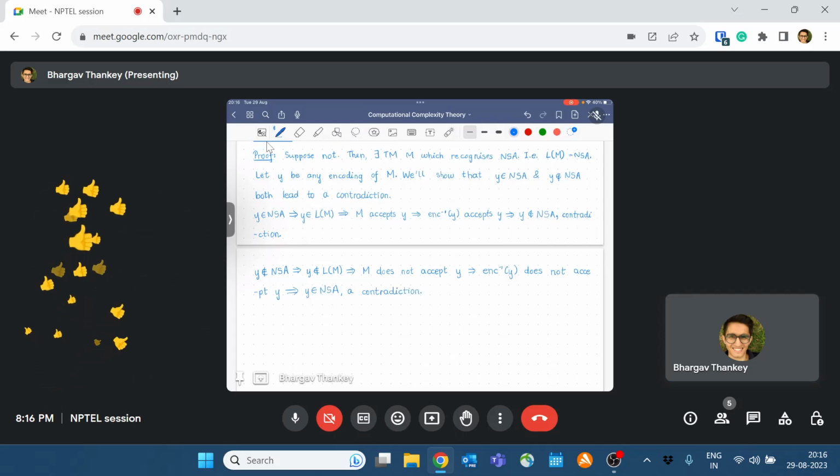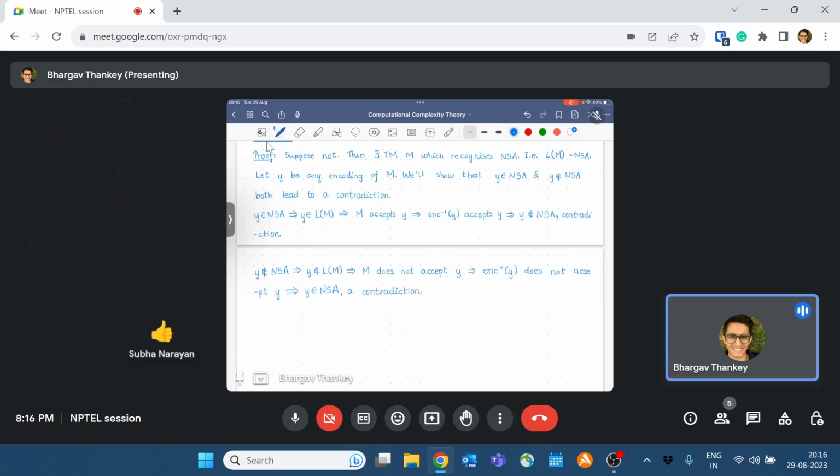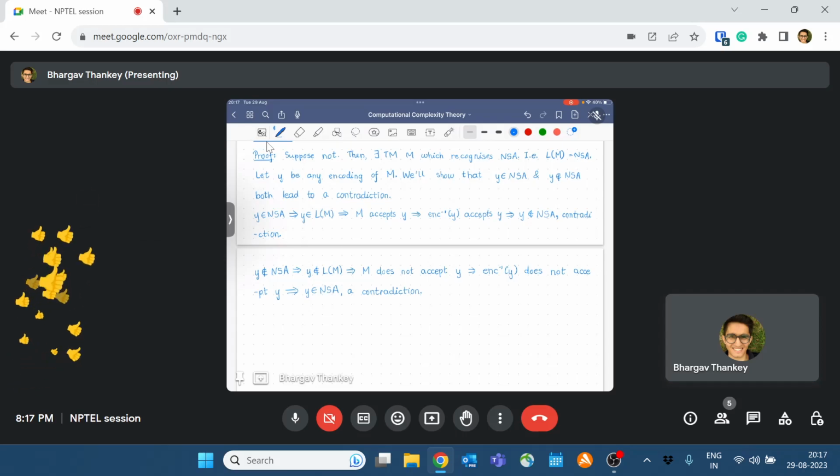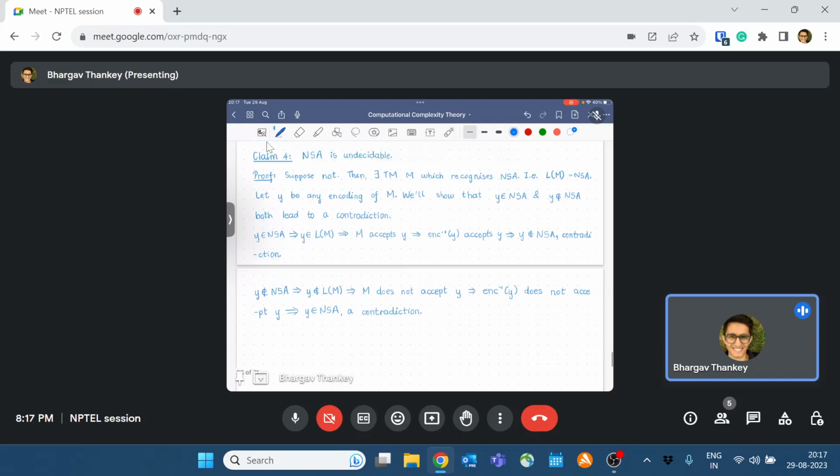I'm seeing some thumbs up. Are all the implications clear, or should I explain some implication? All are clear, right? Okay. So in both cases we get a contradiction, which means our assumption that there exists such an M must be false, right? So NSA is undecidable.